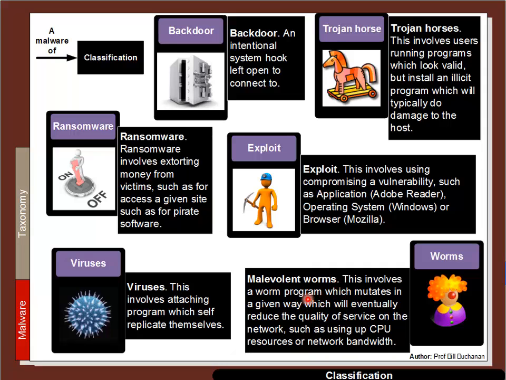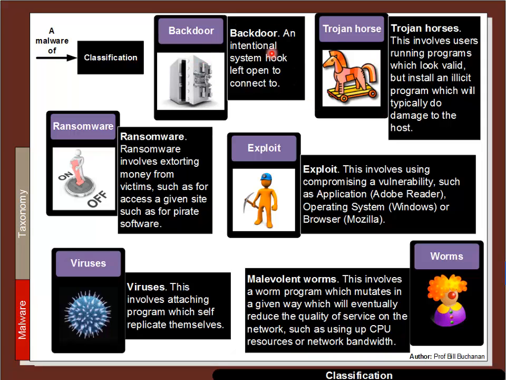Then we have malevolent worms. In this case, a worm will try to exhaust the system, such as using up too much CPU or network bandwidth and so on, and will generally compromise the quality of service of the overall network. Then we have Trojan horses. With Trojan horses, generally the users are tricked into thinking something is valid, and then a piece of malicious software is run in the background, which can do damage.